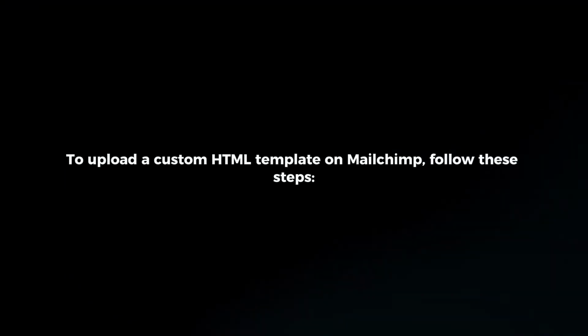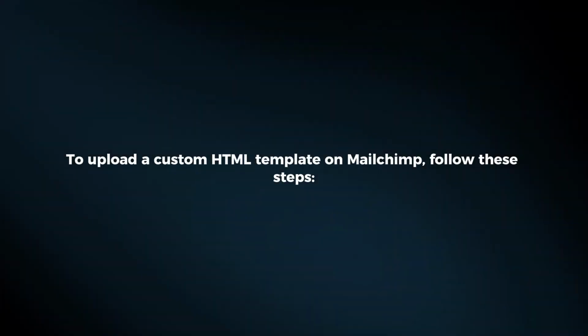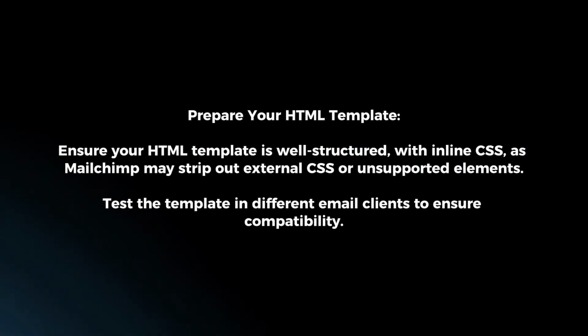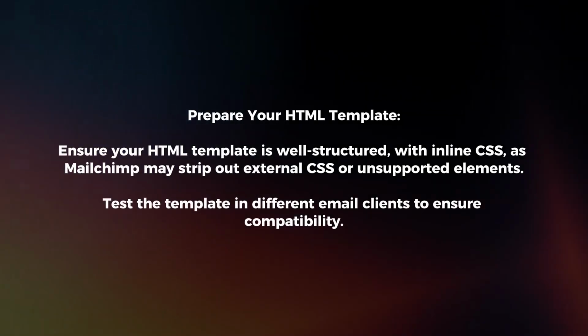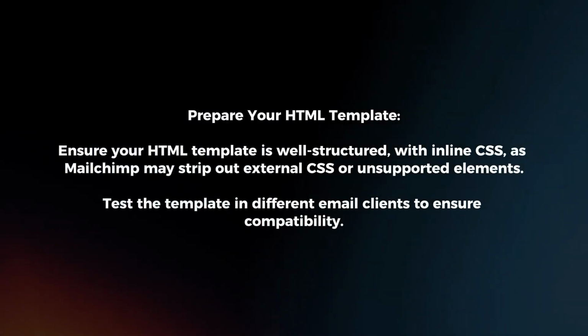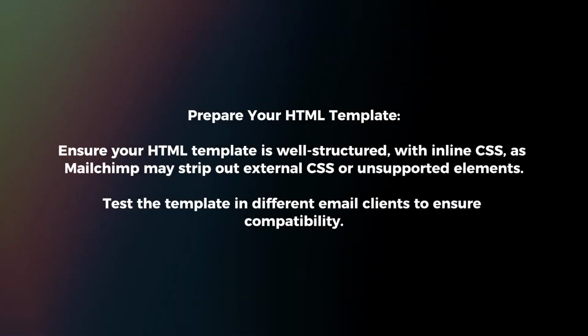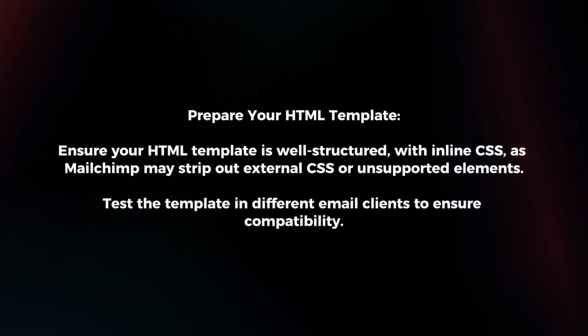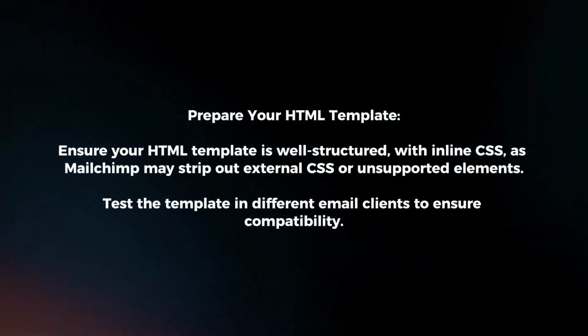To upload a custom HTML template on Mailchimp, follow these steps. Prepare your HTML template. Ensure your HTML template is well structured with inline CSS, as Mailchimp may strip out external CSS or unsupported elements. Test the template in different email clients to ensure compatibility.